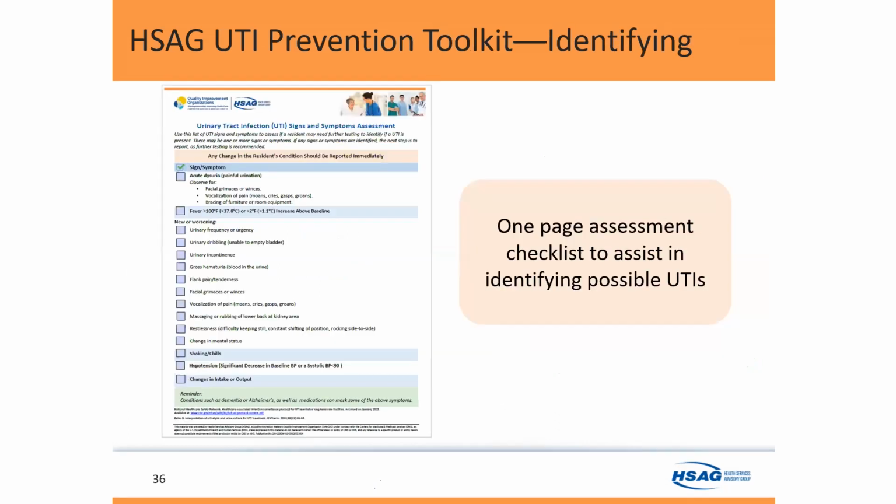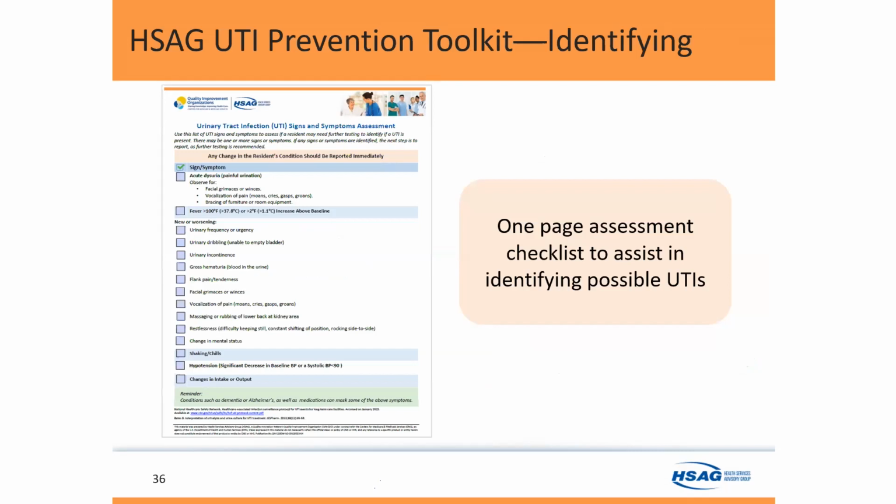The next part of the toolkit is the assessment. How do we identify a possible UTI? If 3 or more of those risk factors I previously mentioned are present, assessing for the possible UTI would be next, as I said. If any signs and symptoms listed are present, the next step is to report, as further testing is recommended, and that reminder is at the top of the page.